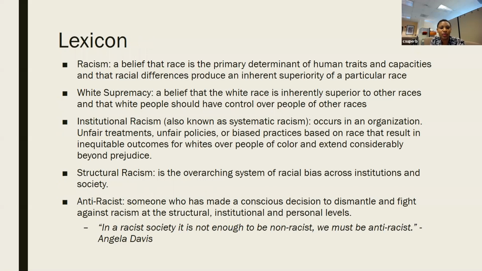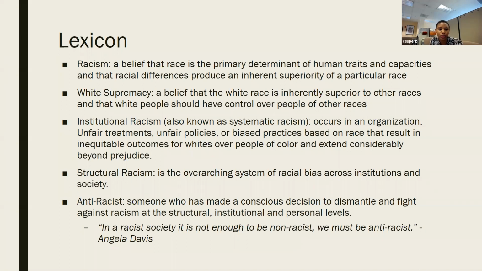All right, so let's start with lexicon, and we just want to define some terms so we can all be on the same page. Racism is the belief that race is the primary determinant of human traits and capacities, and that racial differences produce an inherent superiority of a particular race. So race determines our traits, and then one race is superior. It's a belief in that. And specifically in America, we have white supremacy, the belief that the white race is the inherent superior race, and that all other races should be controlled by the white race.